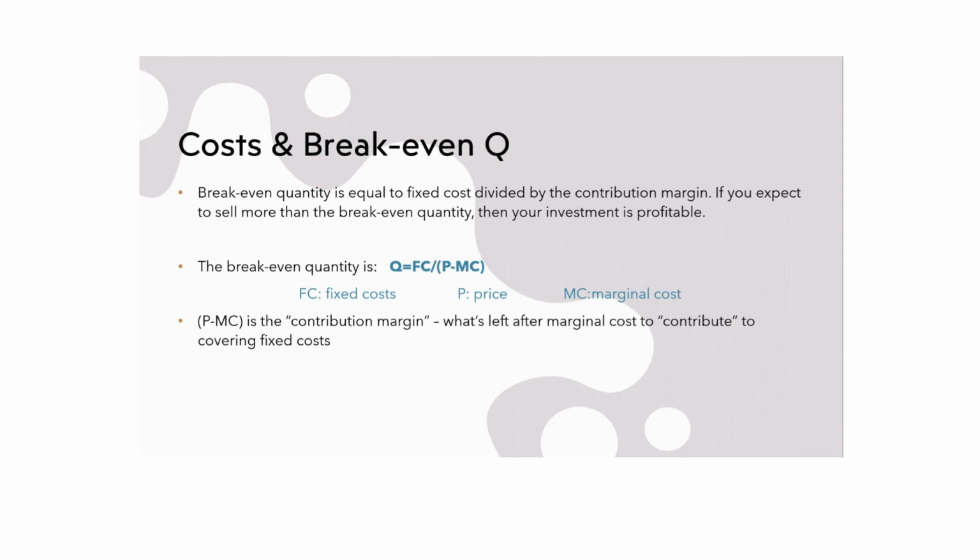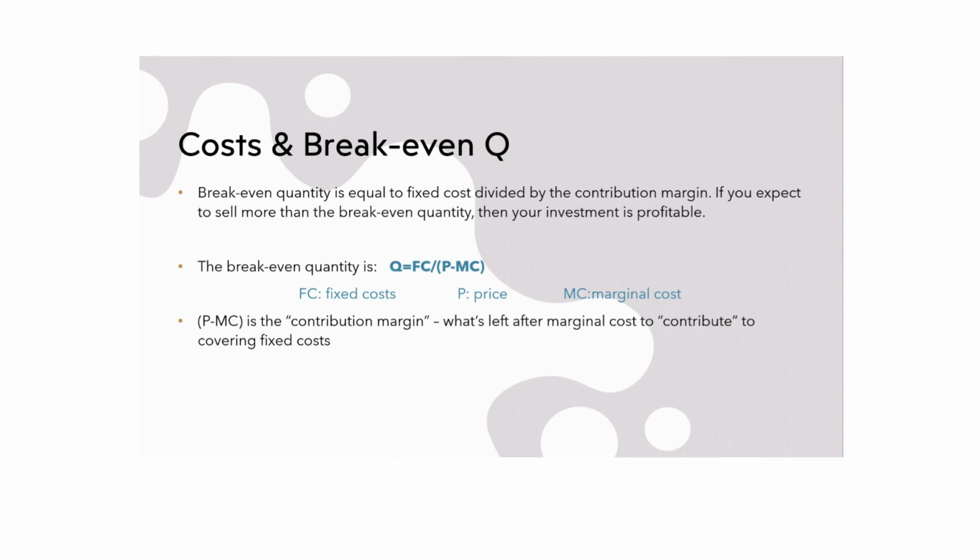The contribution margin is here, price minus marginal cost. And it is this difference between price and marginal cost that is what is left to contribute to covering fixed costs. So our divisor is price minus MC.